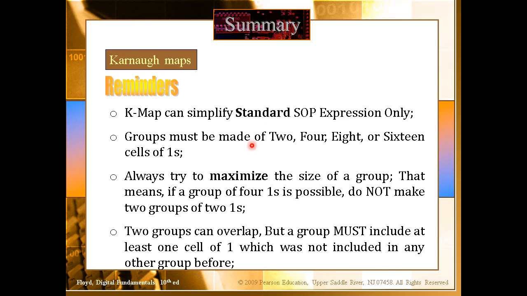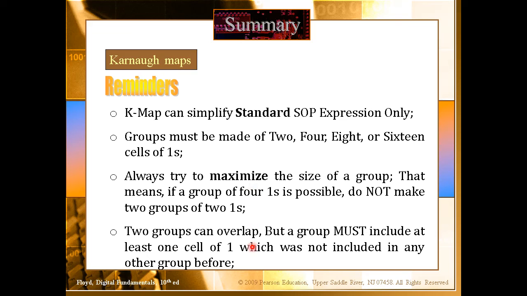Number two, you can make groups of 2 ones, 4 ones, 8 ones, or 16 cells of ones. Nothing different. You cannot make a group of 3 ones, or 5 ones, or 7 ones, or 6 ones, or 10 ones. You know what I'm saying? And you always try to maximize the size of the group, not the quantity of groups. If you can make a group of 8 ones, just make that. Don't make 2 groups of 4 ones. Okay? It has to be maximized by size.